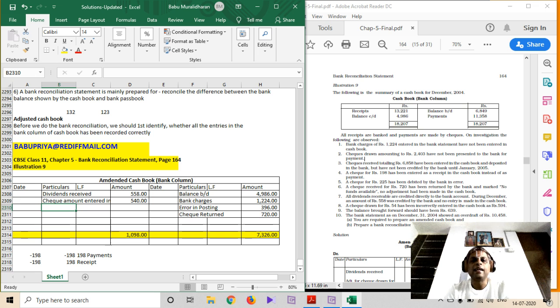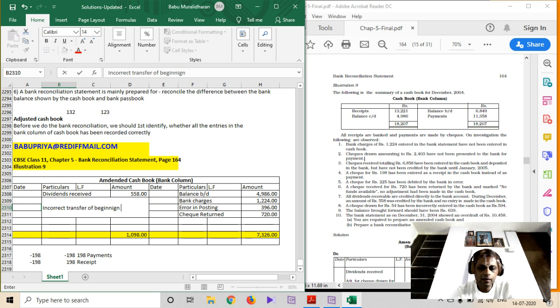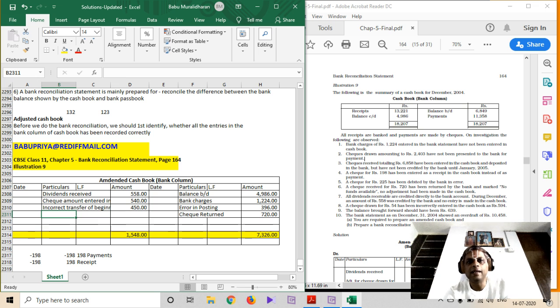So there is an incorrect transfer of the beginning balance, which is equal to 6,849 minus 6,399. The excess amount has been shown as an overdraft. So we have to nullify that by bringing in a receipt entry. When we transfer the balance from one page to another page or from one month to another month, this error could have happened. It is just a typing or transfer of posting error, right? So the overdraft has been shown as 6,849 instead of 6,399. It should be nullified by processing a receipt entry for 450 rupees, right?